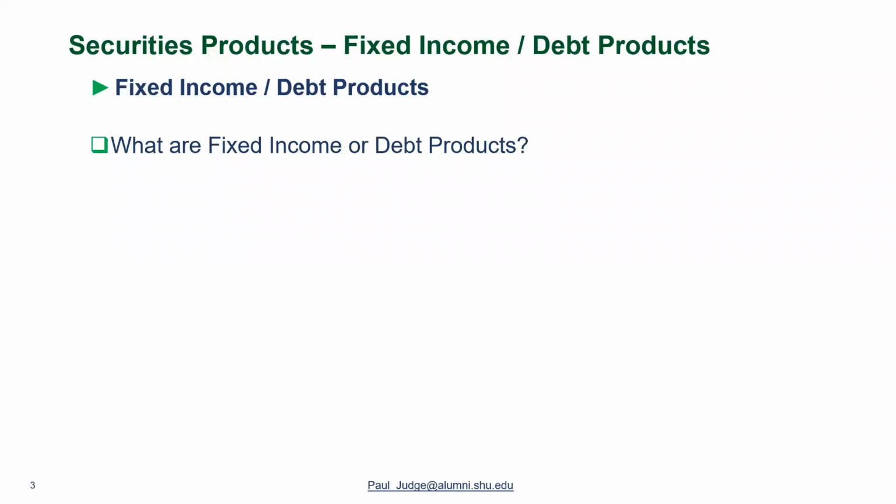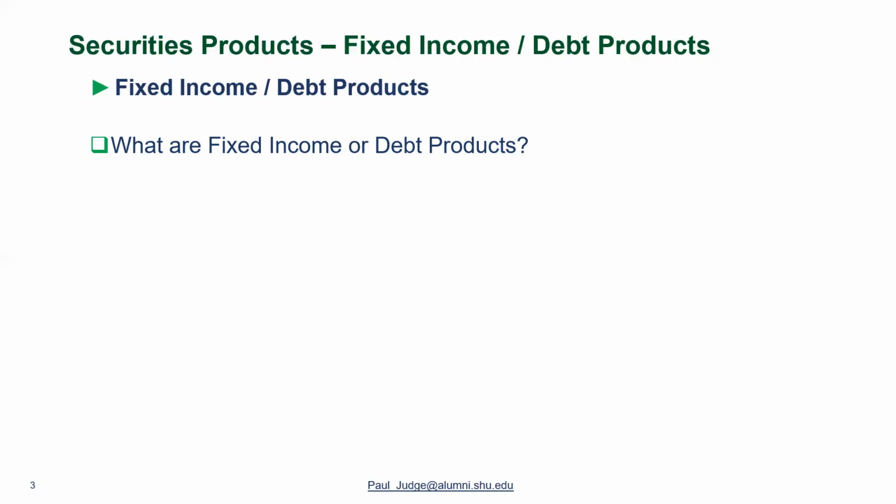So fixed income products or debt products, sometimes you'll hear the term fixed income used. Sometimes you'll hear it referred to as debt products. Different firms, different people use different terminology, but they both refer to the same thing. Fixed income means the investor is going to put up a principal for the purpose of generating income. And that income comes in the form of coupons or interest payments or dividends or whatever.